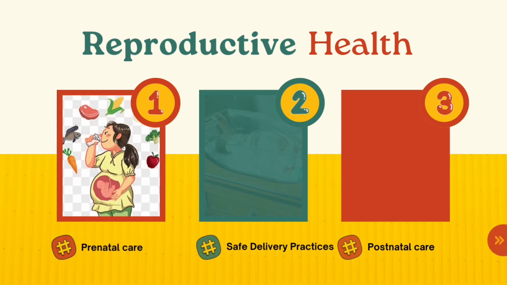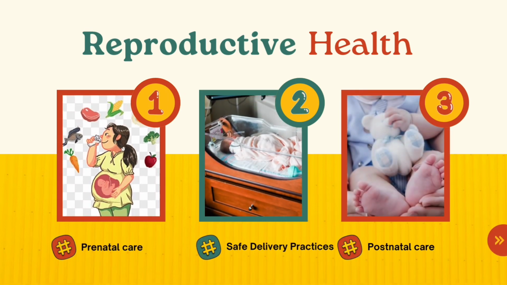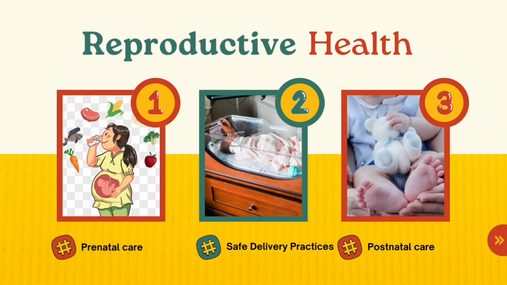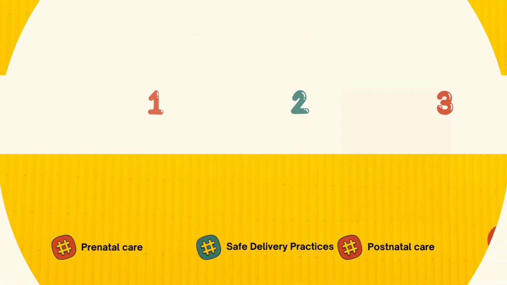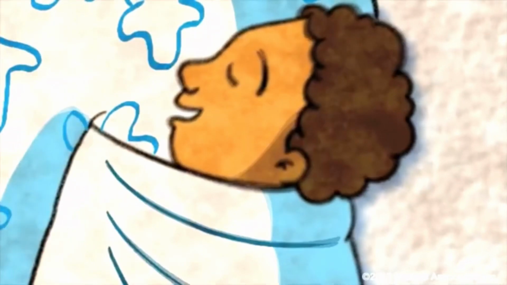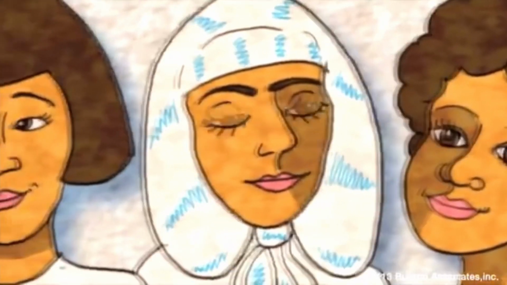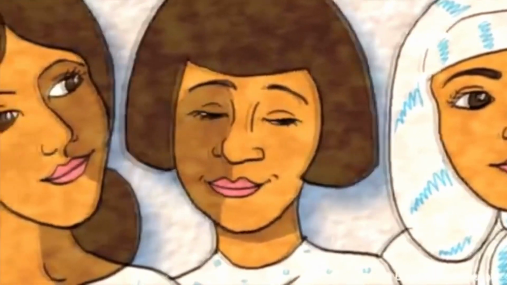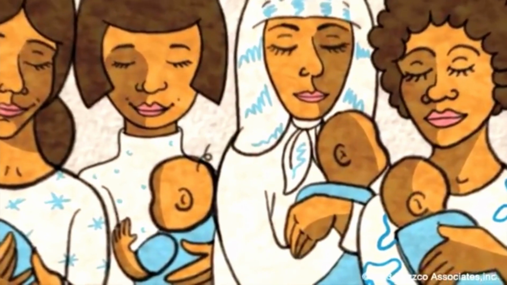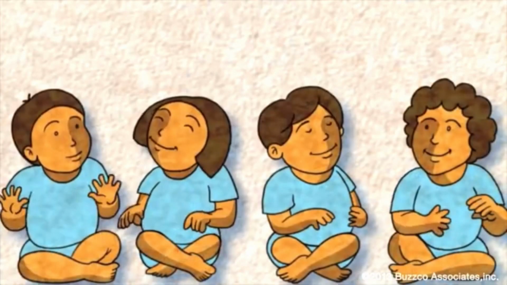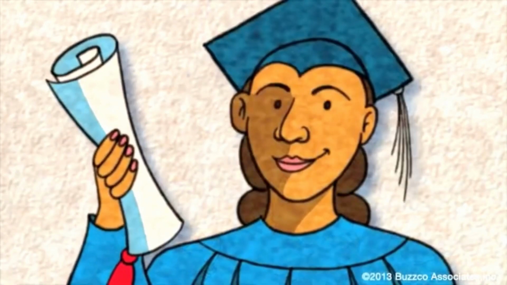The next section emphasizes the significance of reproductive health, which includes prenatal care, safe delivery practices, and postnatal care. Individuals who have access to quality reproductive health services are more likely to receive adequate prenatal and postnatal care, resulting in healthier pregnancies and lower infant mortality risk.